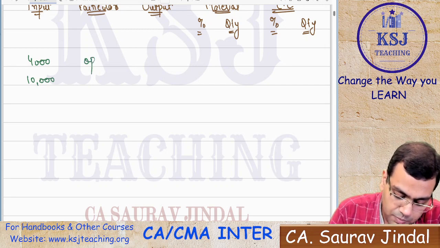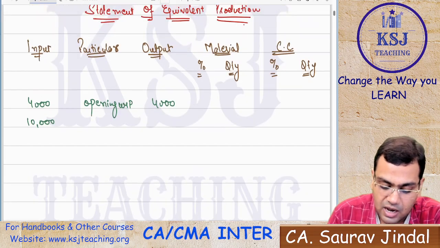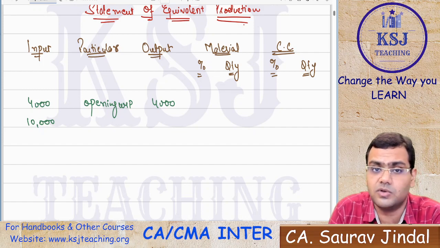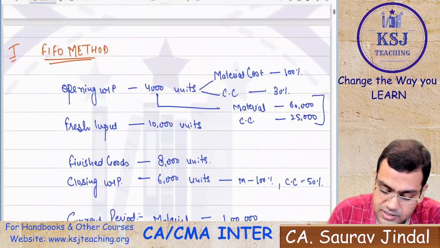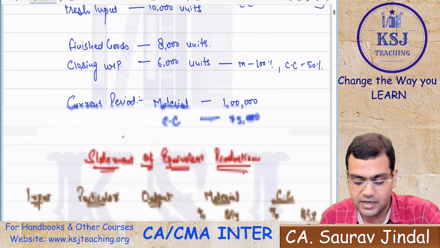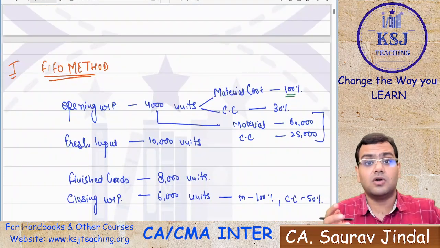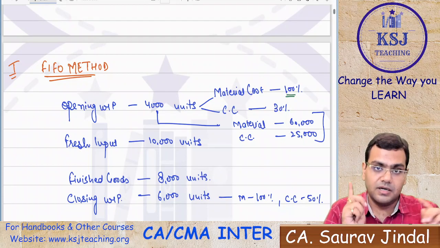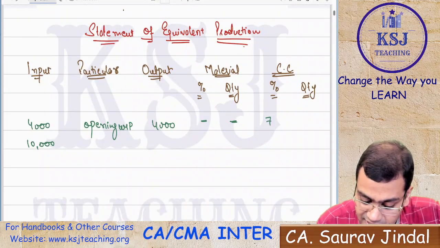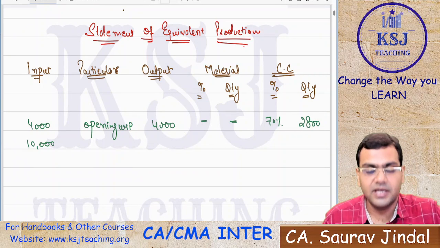Now in the particulars, opening WIP, what will be the output? 4,000 units. Now in this particular period, is there any material cost incurred on this 4,000 units? No, because 100% of the material cost has been incurred in the previous period. What about the conversion cost? 30% of the cost was incurred in the previous period, so 70% will be incurred here. So here I will take 70%, that is 2,800 equivalent units.